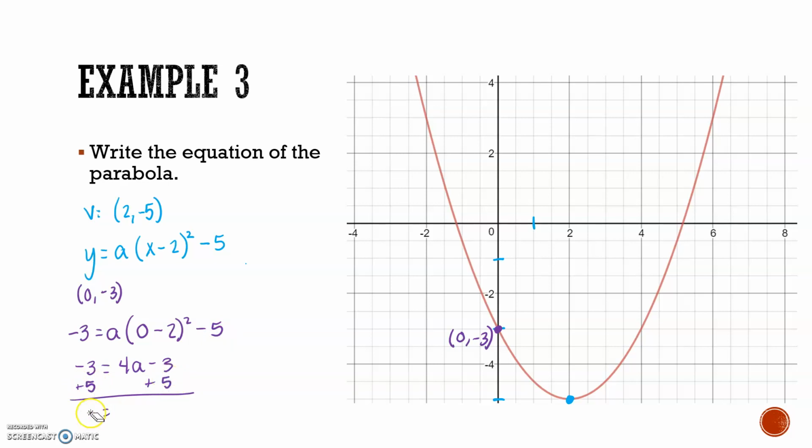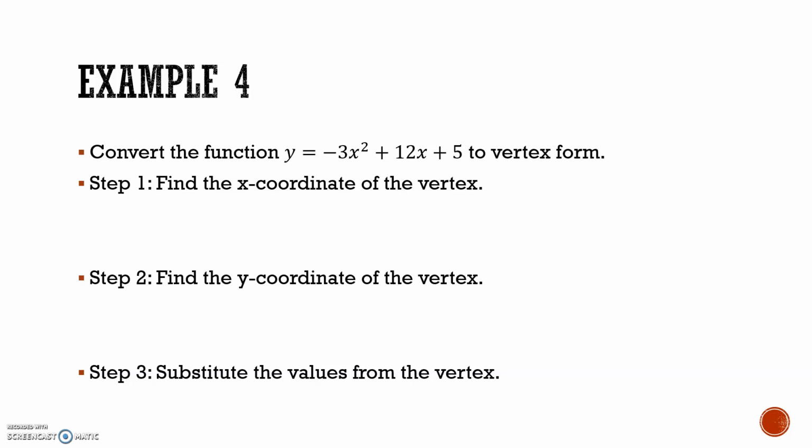All right, so that means that we're going to end up with 2 equals 4a. And then when I divide by 2 on both sides, I get a equals 1/2. So my final equation would be written as y equals 1/2 x minus 2 squared, and then minus 5. Sorry again about that little mistake, but that would be the equation for our graph, and we can leave it in vertex form. But sometimes we're going to be given standard form and asked to change it to vertex form.